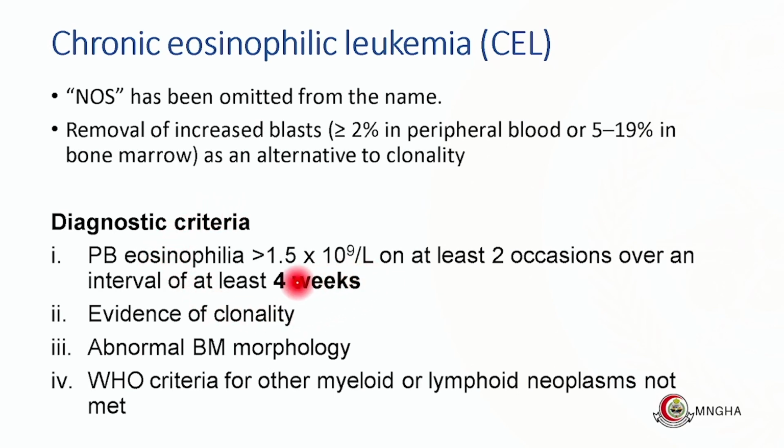And also, one of the very important changes is that they shortened the period for sustained eosinophilia. In the last edition, it was 6 months, and now it's 4 weeks. However, we need at least 2 readings of persistent eosinophilia more than 1.5. We need evidence of clonality, abnormal bone marrow morphology, and not meeting any other WHO criteria for other defined diseases.